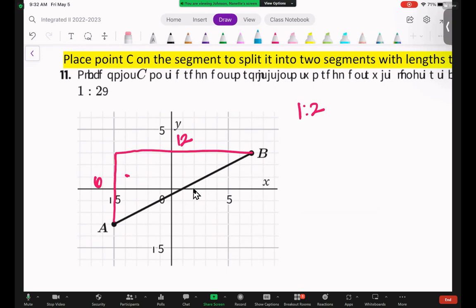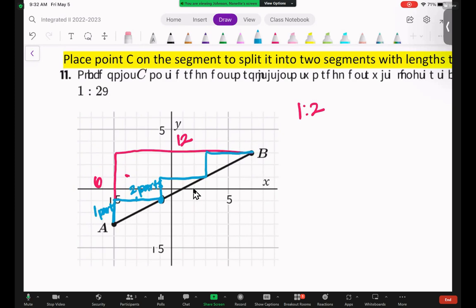I'm going to go, let's see, I see this good point right here. So I'm going to go up to over 4. And that's an example of 1 to 2. It's because for every 1 part here, there's 2 parts right here. So this is 2 parts. And I'm going to continue doing that. 1 part, 2 parts, 1 part, 2 parts.